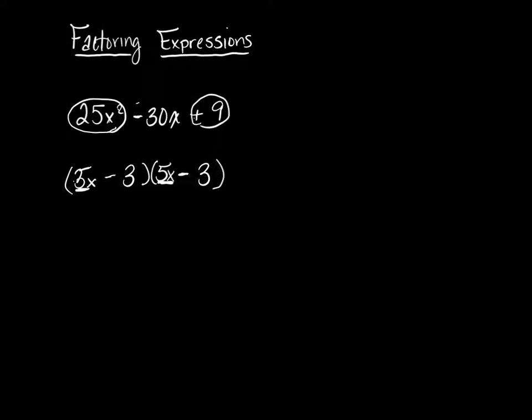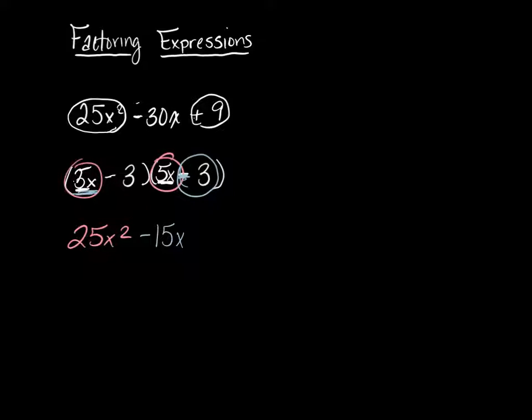So I'm going to multiply my first 2 terms. So my 5x and my 5x is just 25x squared. After you do your first, you do your outer terms. So I'm going to do 5x times negative 3. Don't forget the sign there. Whatever is in front of that number, that's what you have to use as the sign. So 5x times negative 3 is negative 15x.